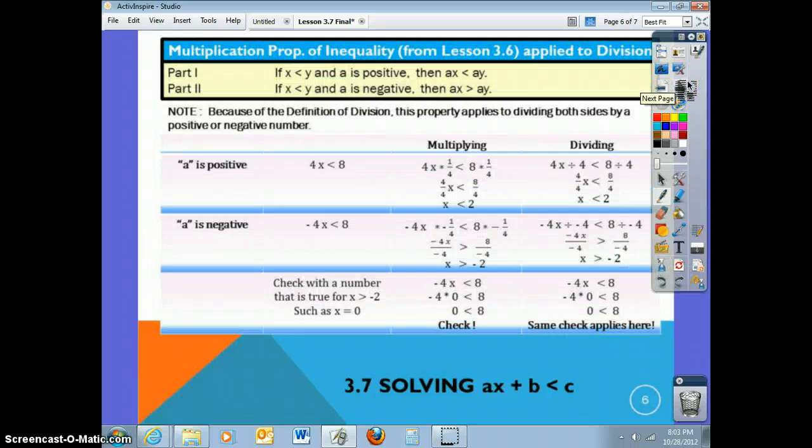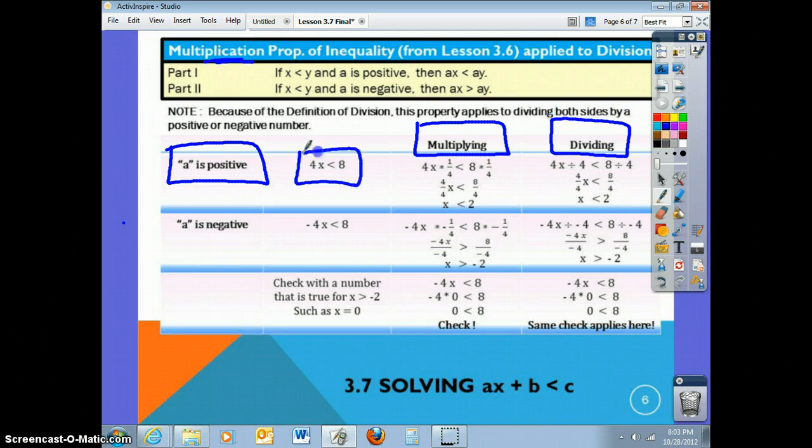All right, so let's try a couple of these things with the multiplication property of inequality from lesson 3.6. But I want to show you how it applies to division, because as you've probably recognized, dividing by a number is the same thing as multiplying by its reciprocal. So even though they call this the multiplication property of inequality, it applies to division as well. So let's take a positive a and do the multiplying, and that one we'll do pretty quickly because we've already tried that. But then we're going to do the dividing. So 4x is less than 8. Multiply both sides by the reciprocal of 4, which is 1/4. I get 4 over 4 x is less than 8 over 4. I get x after the 4s cancel, and I get 2 after I simplify 8 over 4. So x is less than 2.